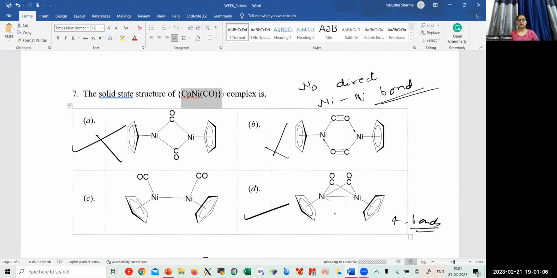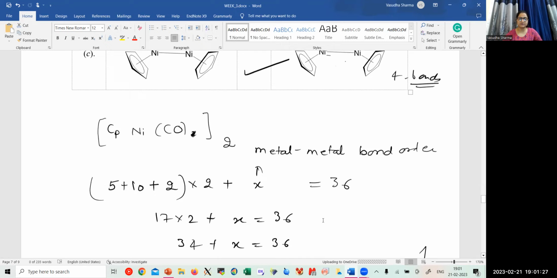Now, out of the C and D options, both are having a nickel-nickel bond, and the CO and CP is also fine. But why not this structure and this structure? Because it has to complete its coordination number also. So here its coordination number is 4, whereas it is 3, and nickel tends to form 4. Therefore, the D option is correct.